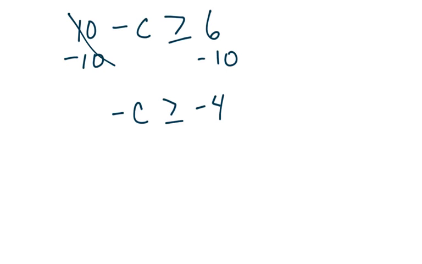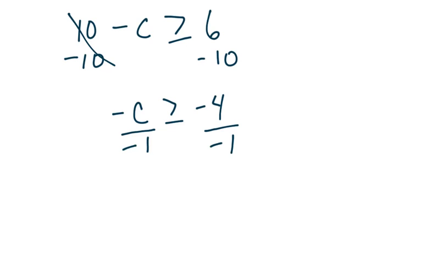So when we're solving, we cannot have a negative variable like this. In order to get rid of the negative variable, we can go about it two ways. We can either multiply by a negative 1 on both sides, or we can divide by a negative 1 on both sides. I personally like dividing. That's just how I like to do it. You can multiply if you want.